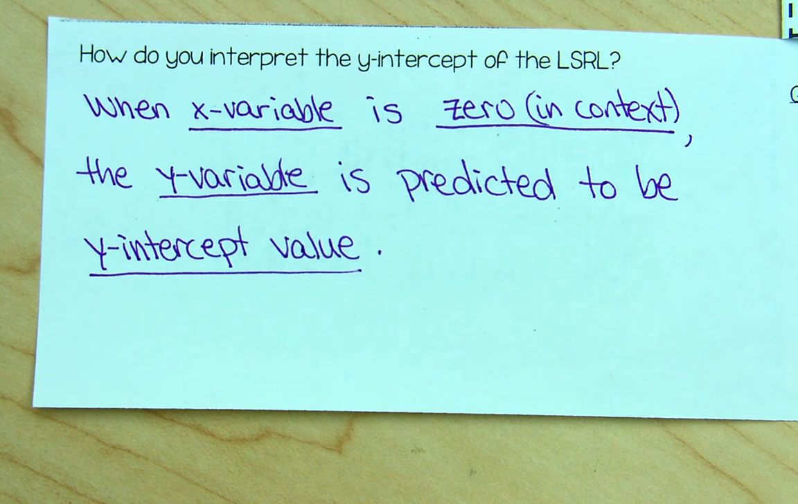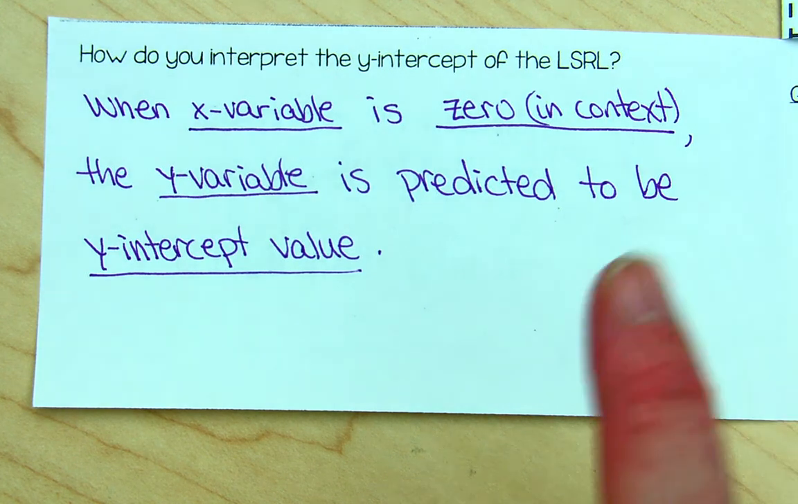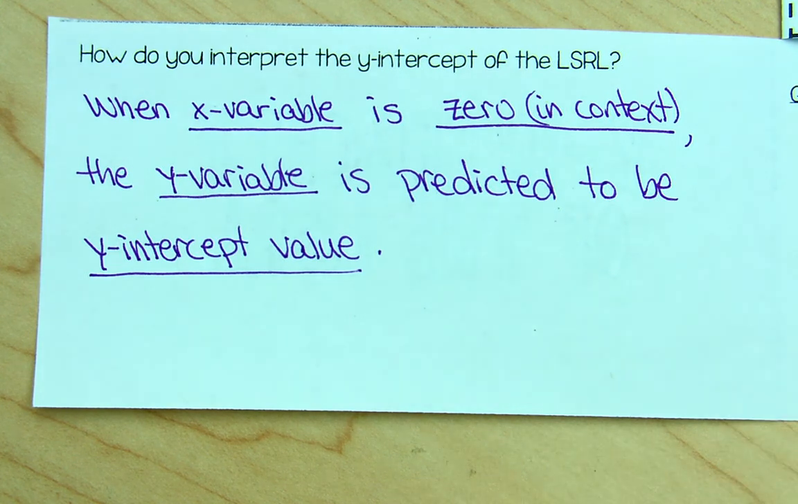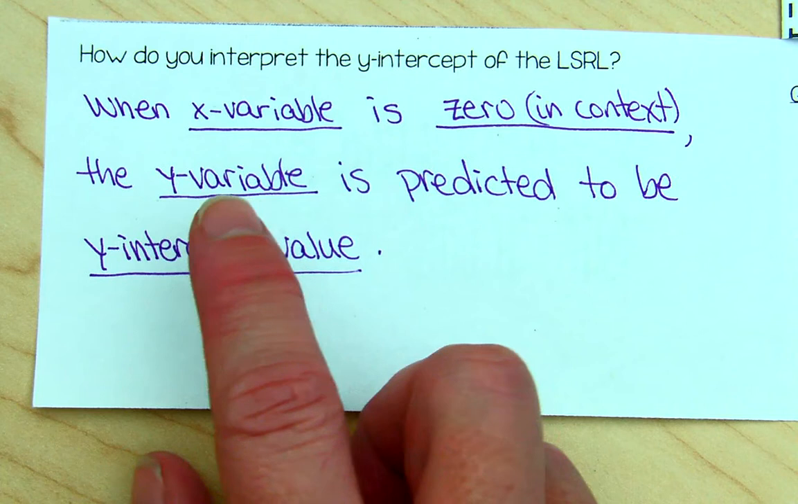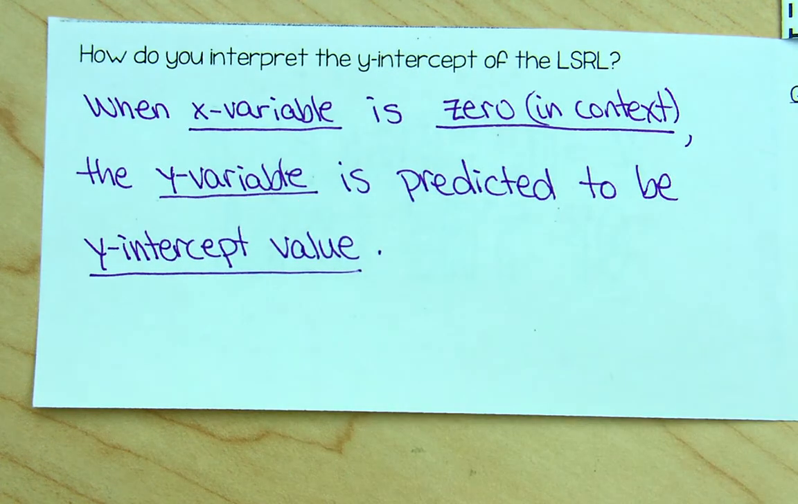So that's the form of the sentence that you will use each time for interpreting a y-intercept. You're just going to say when the temperature outside is 0 degrees Fahrenheit, we expect the wind chill to be whatever. So that's how you're going to interpret it.